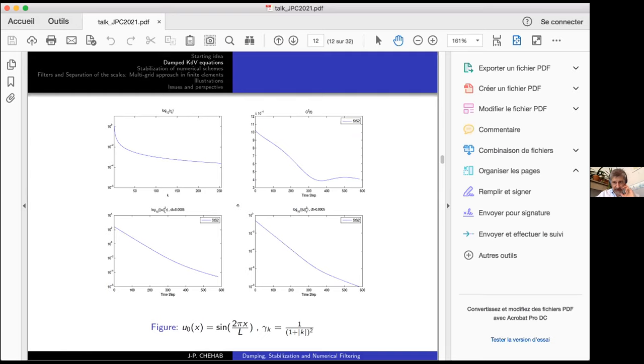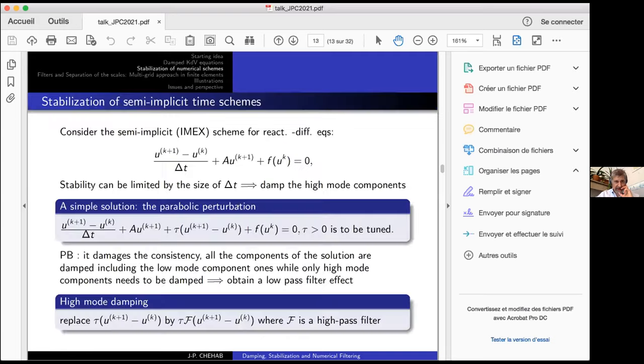Same effect when starting from the sine initial data. Okay. Now I will look at another kind of problem, which apparently is not related to this one, and this is stabilization of semi-implicit timescale. This is a purely numerical problem.